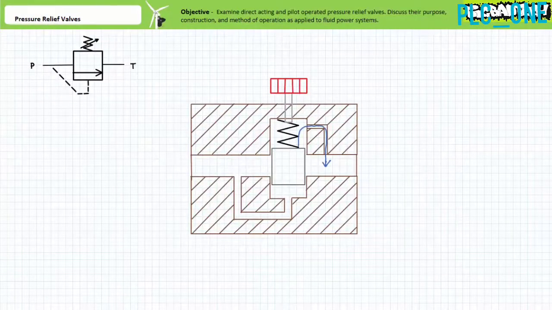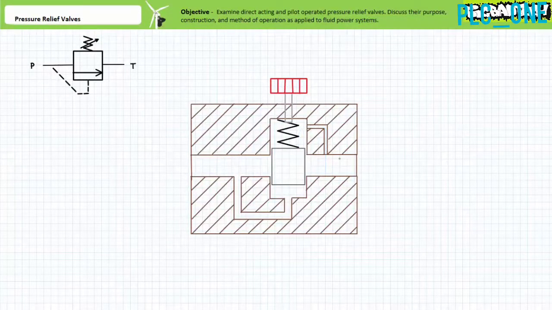Note that direct-acting pressure relief valves often employ a drain passage from the space occupied by the bias spring to tank. If any liquid leaked past the moving piston and filled this space, any accumulated liquid in this region would prevent the full movement of the piston and therefore prevent it from relieving pressure. For this reason, the drain passage keeps this space evacuated.